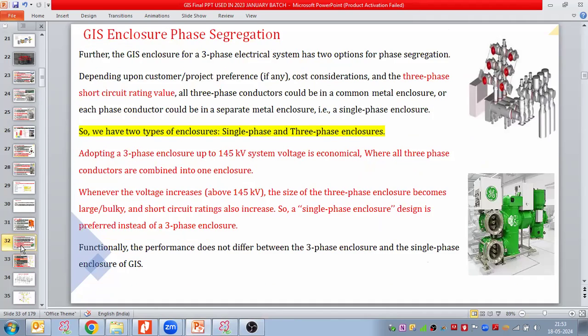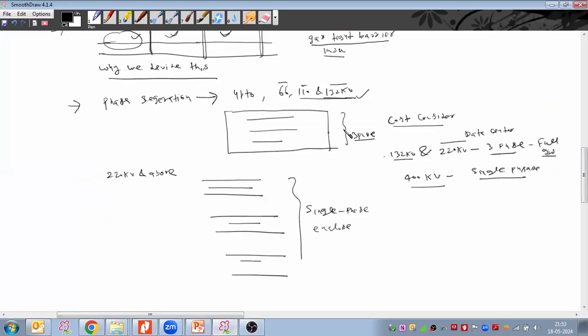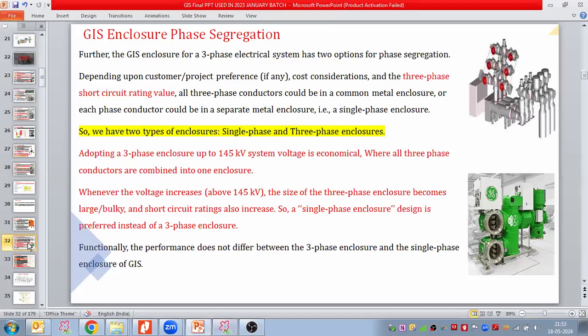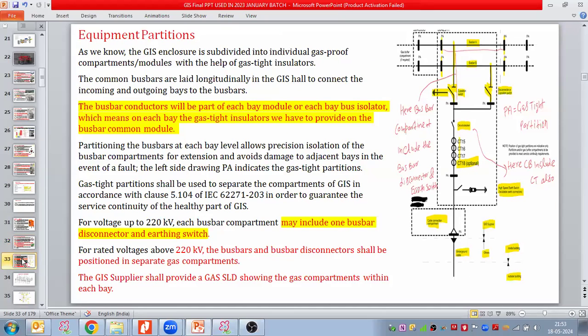Yes. So here we discussed the type of enclosure: single phase enclosure design or three phase enclosure design. Now about the partitions, the compartmentalization of the GIS. As we discussed earlier, we make different partitions with the help of gas barrier insulators. What is the general practice about those partitions? Again, it depends on the customer or client specifications, but we are discussing one general practice. As we know, the GIS enclosure is subdivided into individual gas-proof compartments or modules with the help of gas tight insulators. In this diagram, this black PA indicates the gas tight partitions or gas barrier insulators.